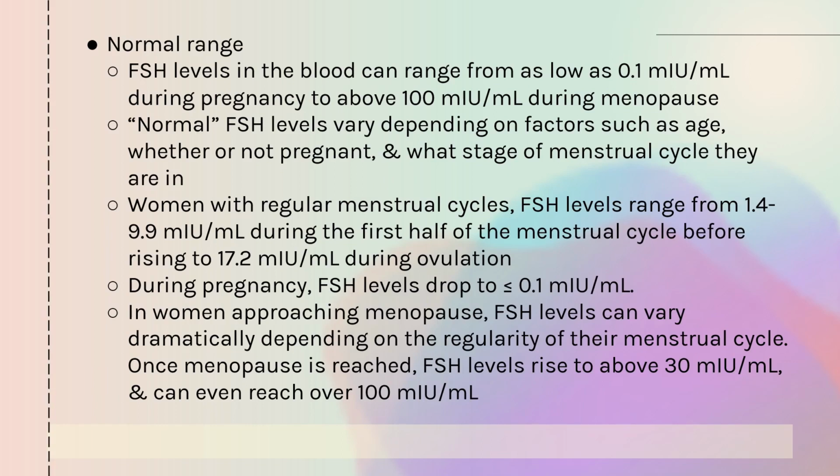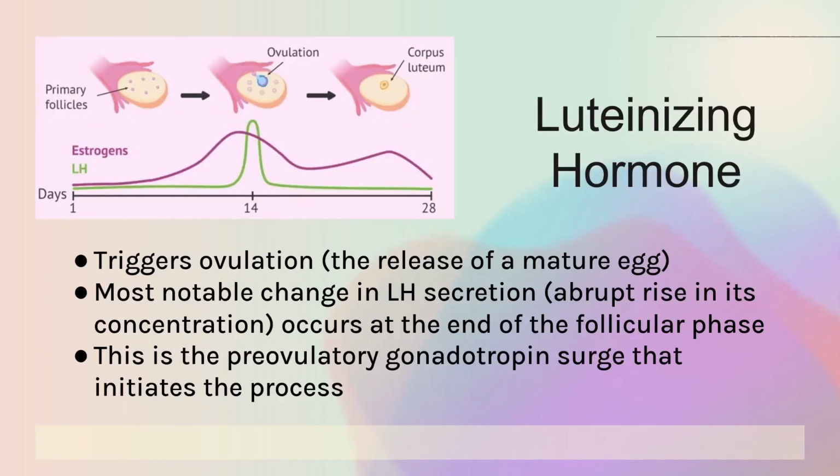In normal circumstances, FSH levels can be as low as 0.1, depending on things like age, pregnancy status, and the stage of the menstrual cycle. In women with regular menstrual cycles, those FSH levels typically range from 1.4 to 9.9 during the first half of the menstrual cycle. As you can see on this chart here, they rise to around 17.2 during ovulation. During pregnancy, FSH levels drop significantly to less than 0.1.